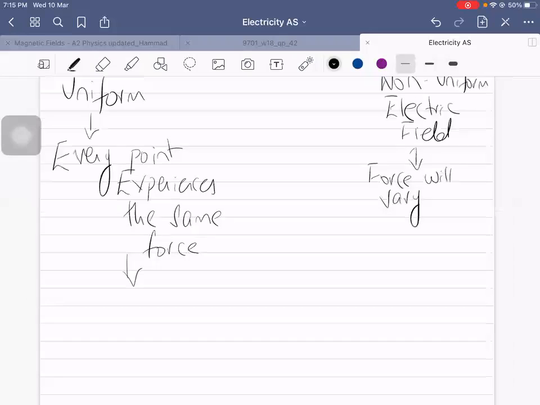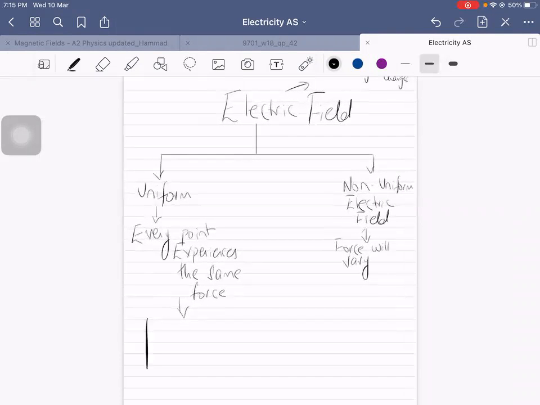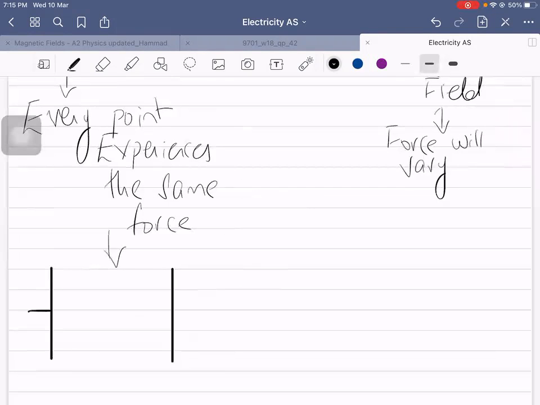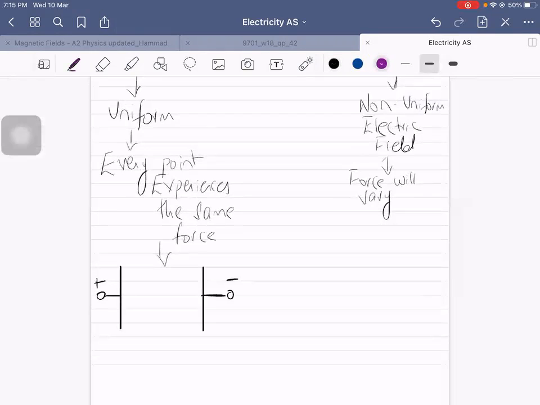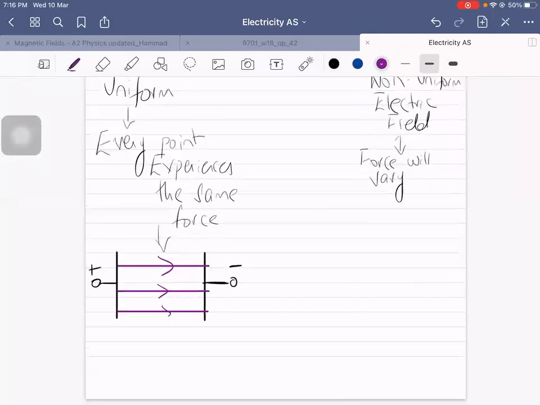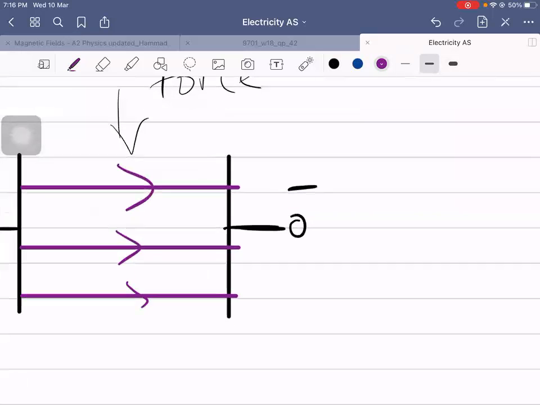Now you need to understand that uniform electric field is usually obtained. Let's say I have plates. Please understand the fact that electric field lines will move from the positive towards the negative plate, right? One more thing that you need to note is that these lines are equidistant apart.